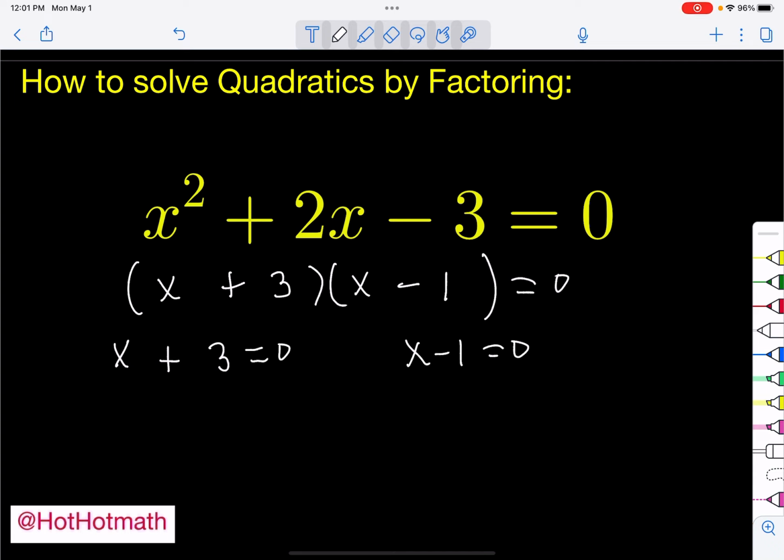Now, once you have verified that, we're going to break it into 2 pieces, setting both pieces equal to 0 and solving. So in this piece, we get x plus 3 equals 0. And if we subtract 3, we get x equals -3. And in our second piece, we got x minus 1 equals 0. And if we add 1 to both sides, we get x equals 1. So that's how you solve a quadratic by factoring.